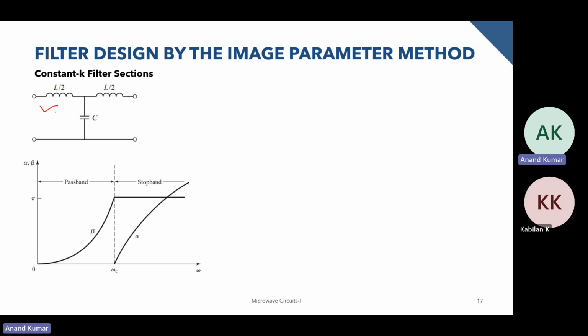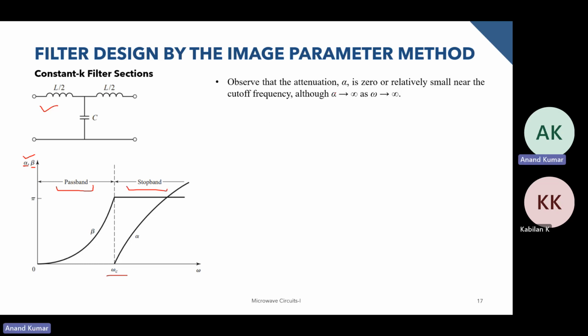We started with this circuit over here, and now we have the plot for alpha and beta against frequency, and we saw the pass band and the stop band. Now, if you observe, the attenuation alpha is zero at the cutoff frequency, and relatively small near this. In the pass band we don't have any attenuation, and this plot starts really slowly.